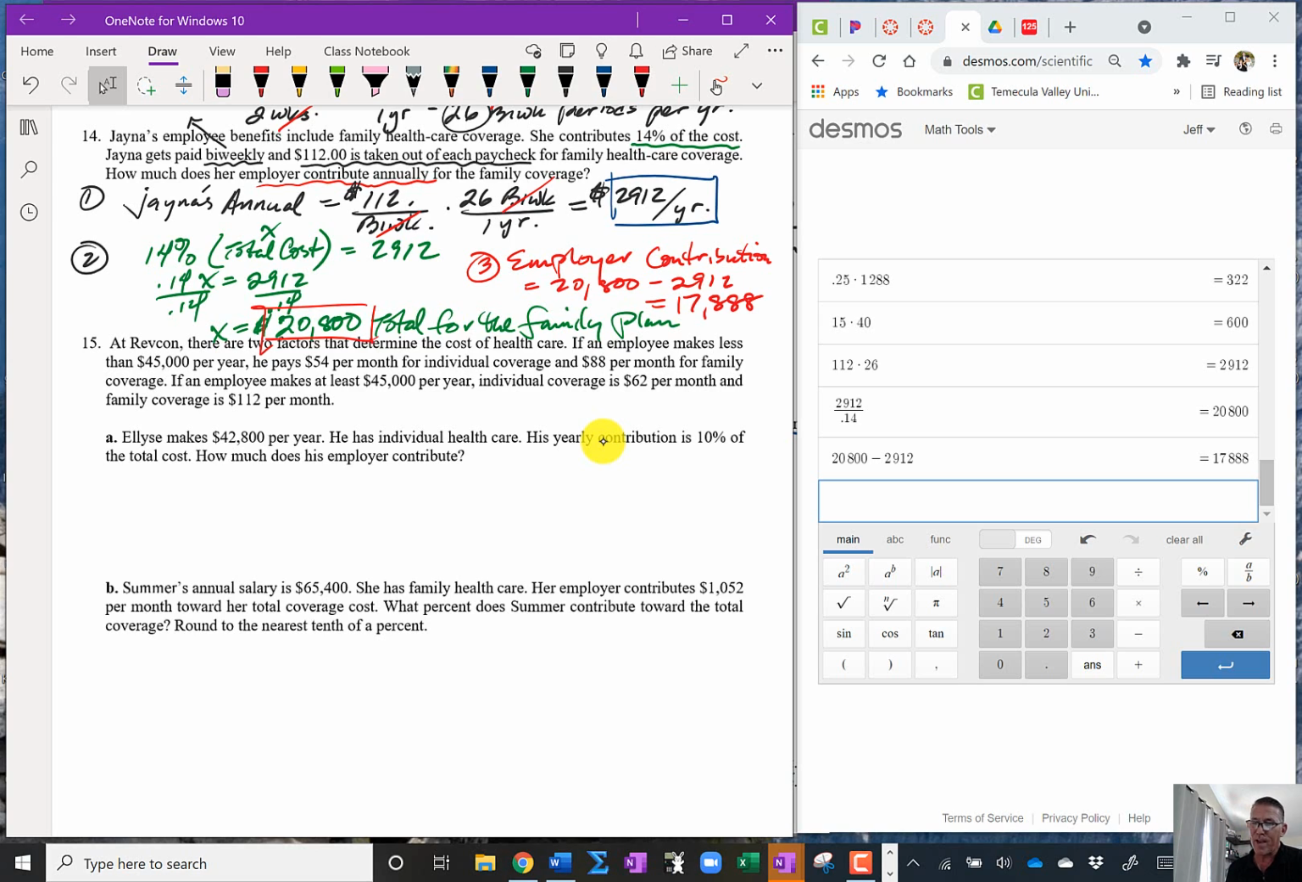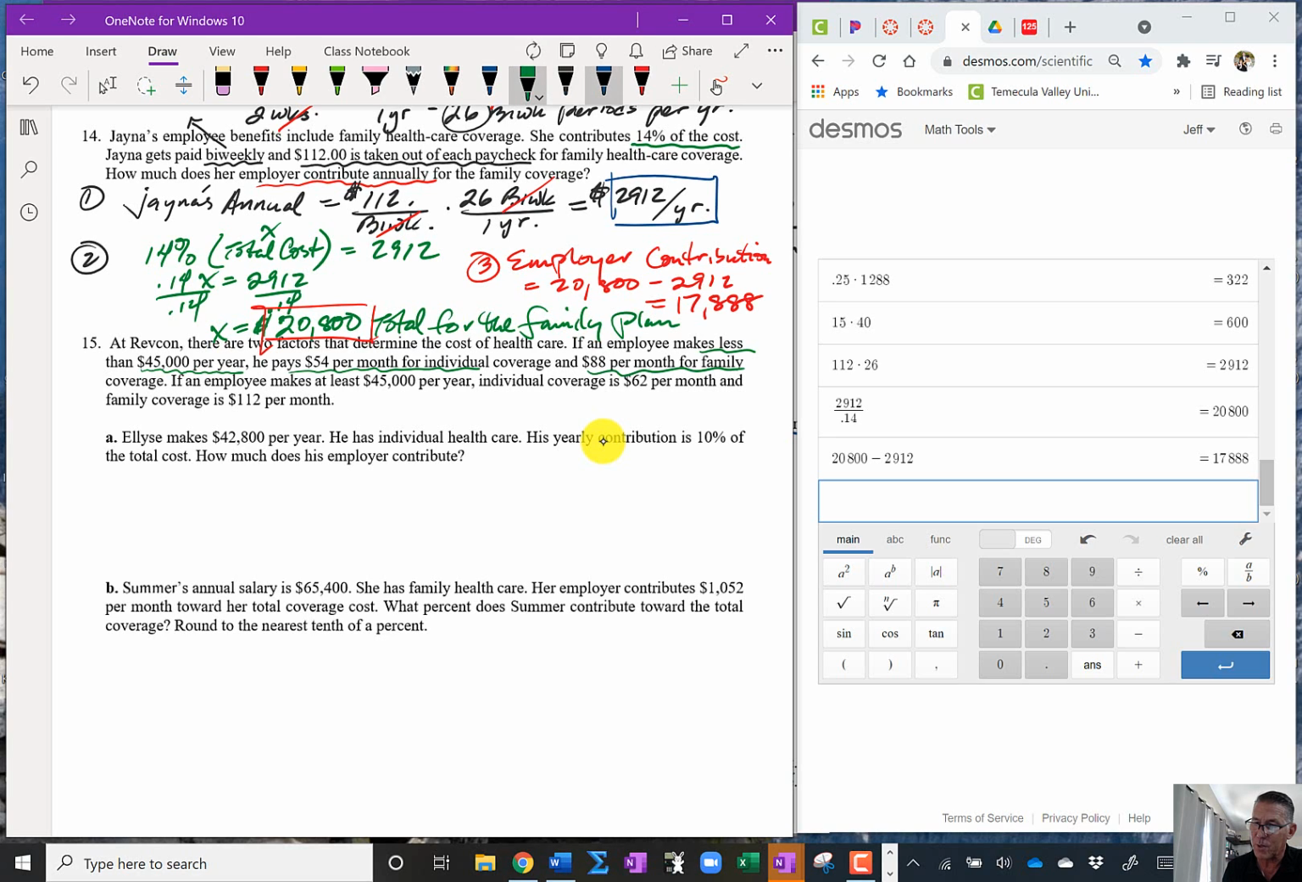Switch colors. If the person makes over $45,000, which means $45,000 or more, you're going to pay more. You're going to pay $62 per month for individual, and for family, you're going to pay even more. Instead of $88 on the previous plan, you're going to pay $112 per month. So we have to know which plan to use.